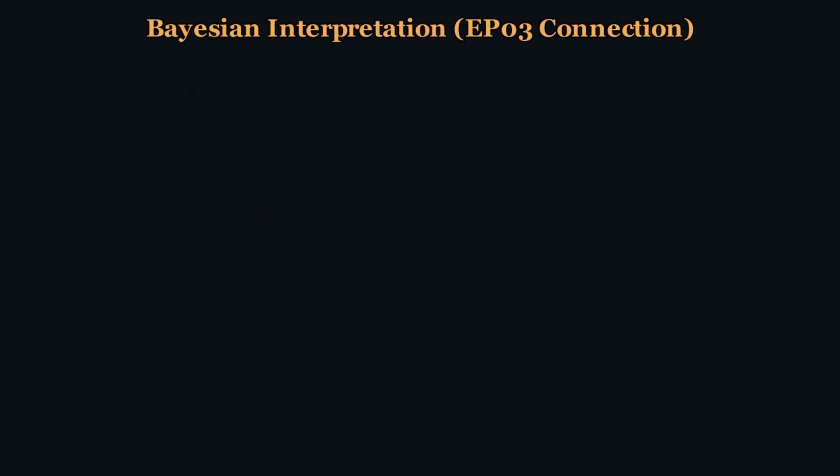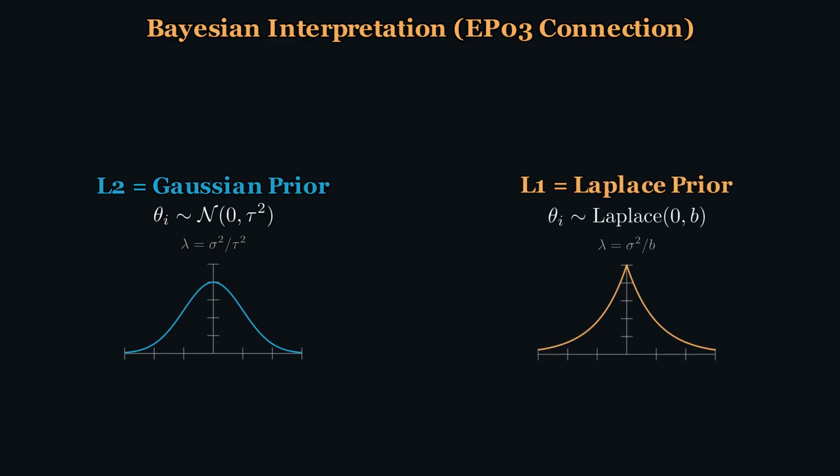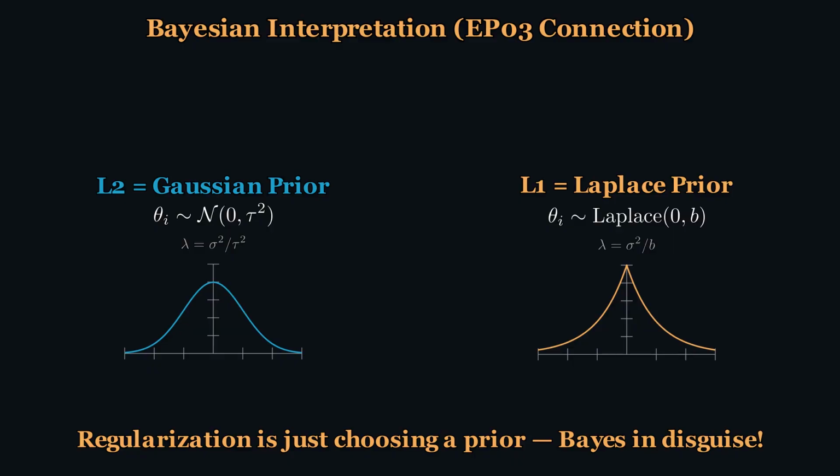There's a deeper connection here, one that links back to episode 3 on Bayes' theorem. L2 regularization is mathematically equivalent to placing a Gaussian prior on the weights. The bell-shaped curve gently discourages large values, but never forces them to 0. L1 regularization corresponds to a Laplace prior. That sharp peak at 0 actively pushes weights toward exactly 0. Regularization is just choosing a prior. It's Bayes in disguise. What we learned about beliefs and evidence in episode 3 is exactly what's shaping the loss landscape right here.